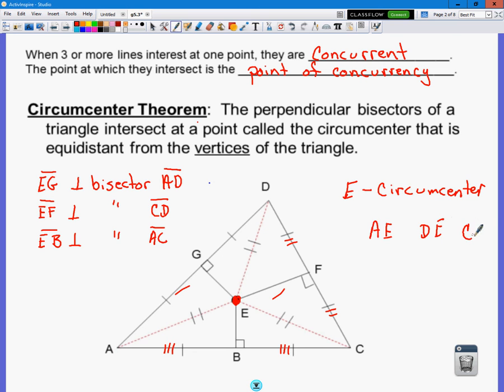and I go from C to E, what can you tell me about all those values? They're all going to be equal. They're congruent segments. If you have the point of concurrency of perpendicular bisectors, it is called a circumcenter, and it is in fact the same distance from the circumcenter to each one of the 3 vertices of a triangle. Questions so far?